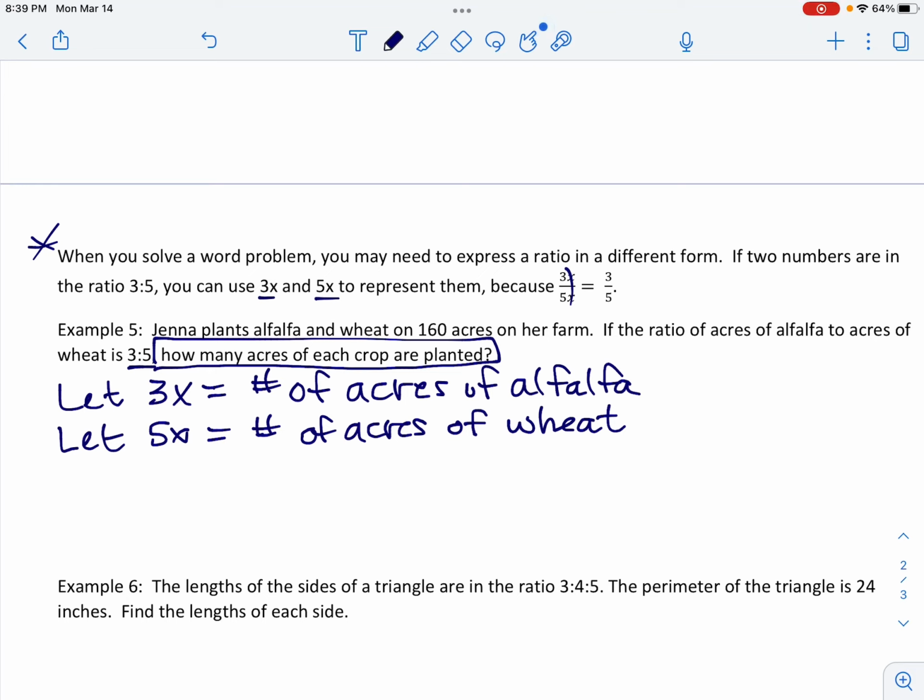So we know that there's a total of 160 acres. And I know my ratio is 3 to 5. So I'm going to add the number of acres of alfalfa to the number of acres of wheat, and that has to give me 160 acres. So this is going to look like this. 3x plus 5x equals 160. And then we're just going to combine like terms and solve for x. So 3x plus 5x is 8x equals 160. Divide by 8. And then x equals 20.